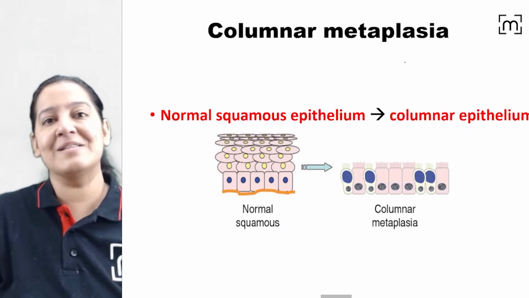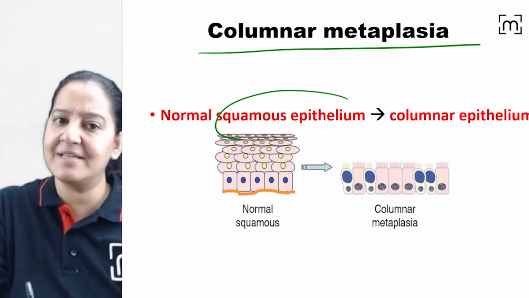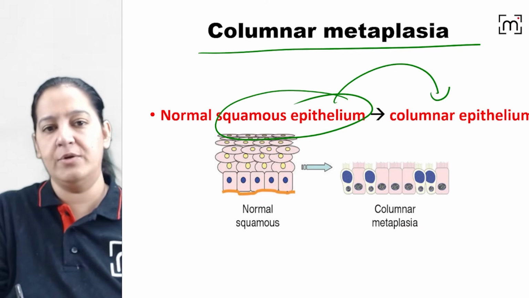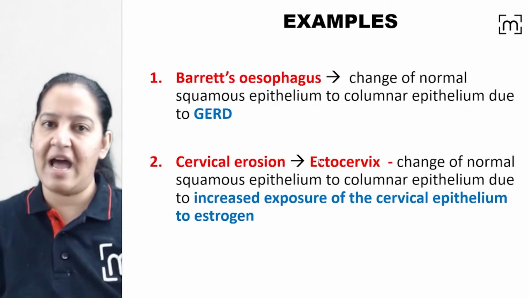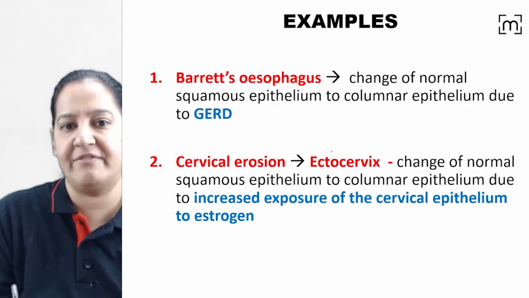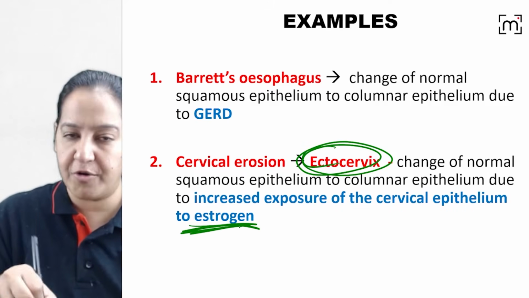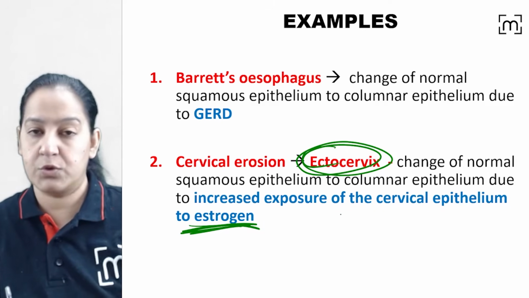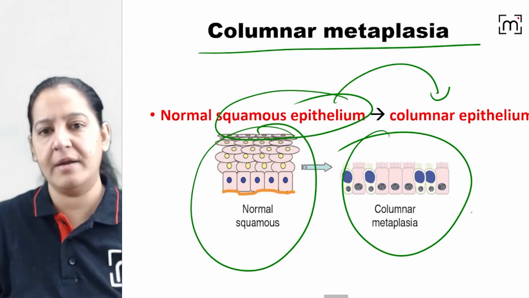Let me tell you the examples of columnar metaplasia. In columnar metaplasia, the normal lining is squamous. The normal lining is squamous, and due to stress it got converted to columnar. So here we have 2 examples. One you already know, the ectocervix. Due to the hormones, due to the estrogen during reproductive age, the cervix got converted from squamous to columnar. Yes, from squamous to columnar, it got converted. The second example is the Barrett esophagus.